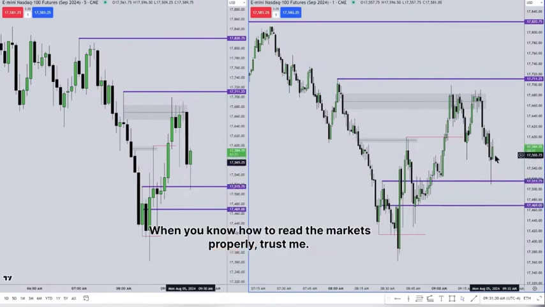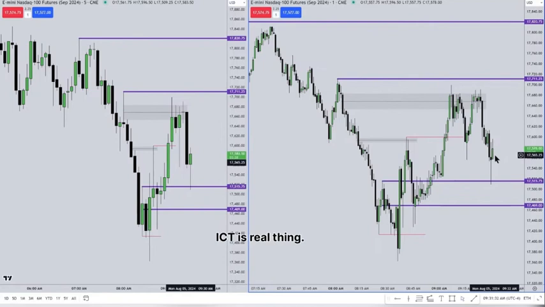When you know how to read the markets properly, trust me, ICT is a real thing. Just give it enough time and you will be amazed.